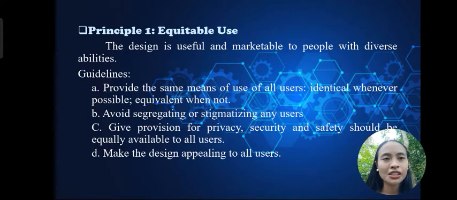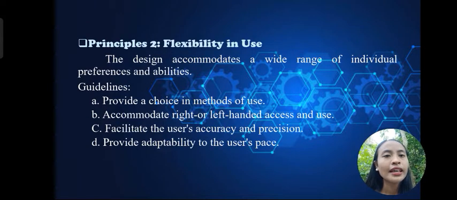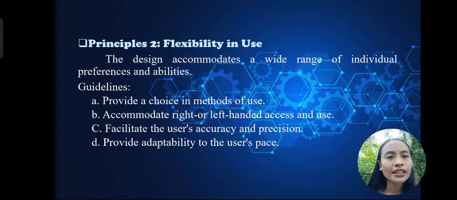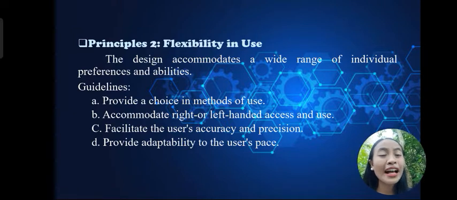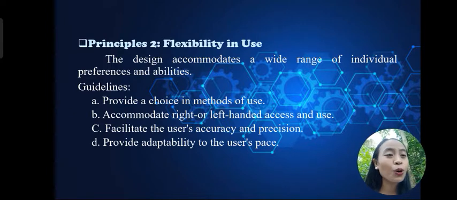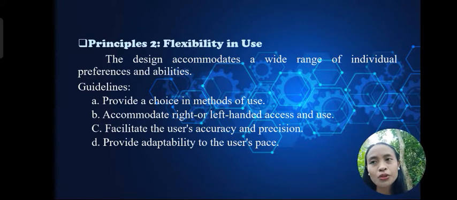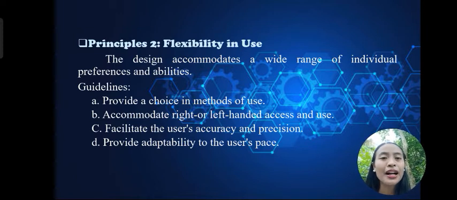So that is the first principle, equitable use. Now, for the principle 2, it is flexibility in use. So the design accommodates a wide range of individual preferences and abilities. So having the thought na dapat itong magamit ng lahat, dapat siya ay flexible. Okay? So, even those individual na iba yung preference and ability, dapat ma-accommodate natin siya. So, the design should be flexible enough para magawa yun.